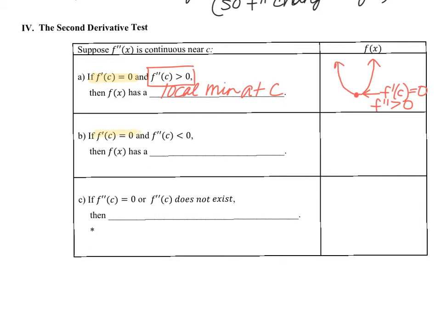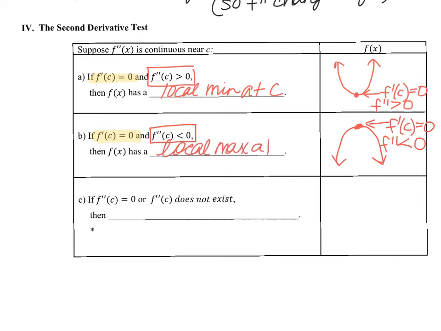Whereas if the first derivative is equal to 0, so again, that means we have a horizontal tangent, but this time the second derivative is less than 0, so that means we have a portion of the graph which is concave down. So we have a point here where the first derivative is equal to 0, so a horizontal tangent, but we know that the second derivative is less than 0, so the second derivative is negative, then that will imply that our function had to have a local maximum.